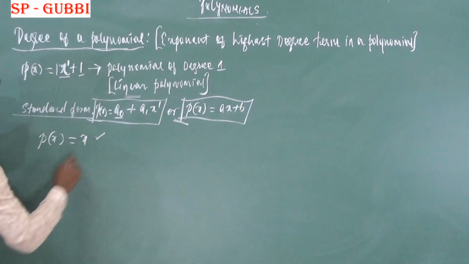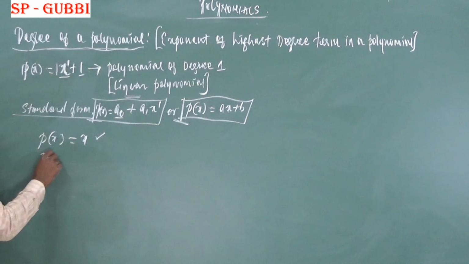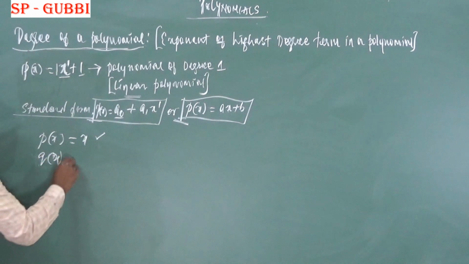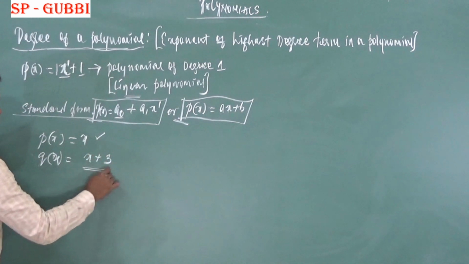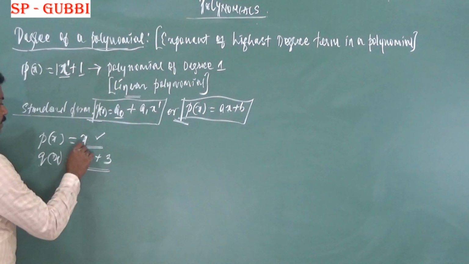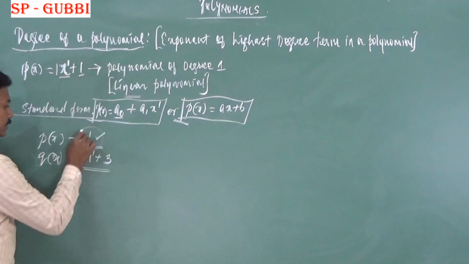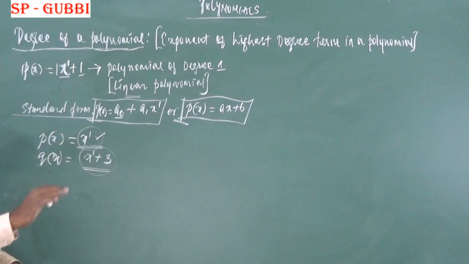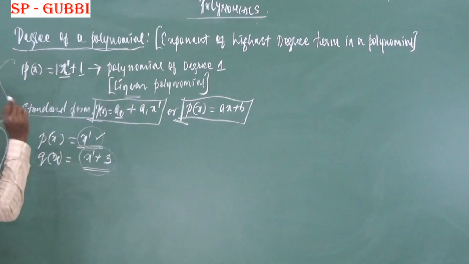So this is also a linear polynomial, no doubt in that. Now p of q of x is equal to, we write another polynomial. So q of x is x plus 3. This is also a linear polynomial, because the degree of x is 1. Here the degree of x is 1, but in this case it is a monomial and in this case it is a binomial. Both are possible. So therefore there are two possibilities here.